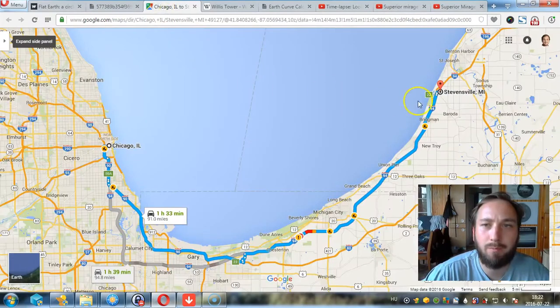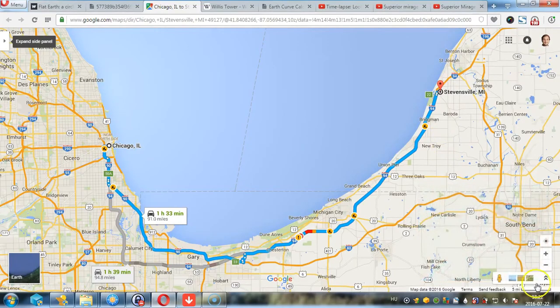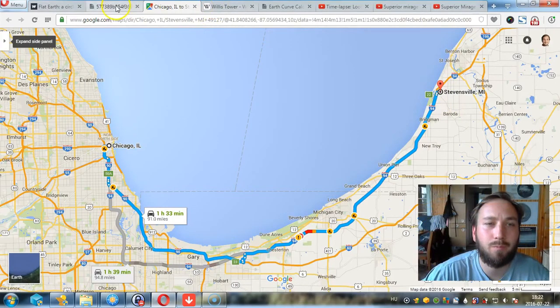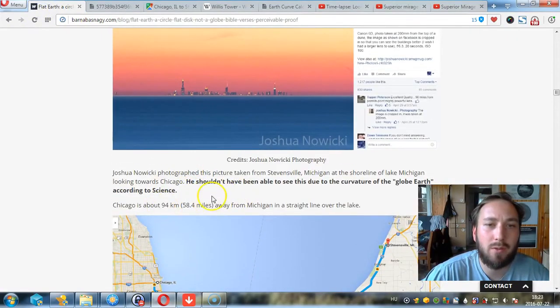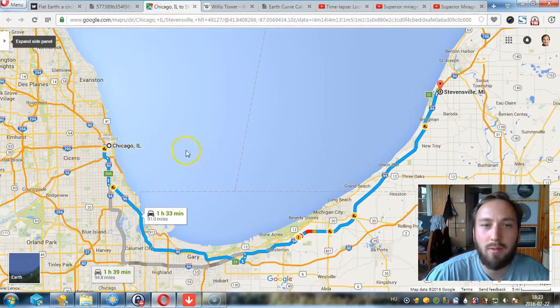So let's open up the map, the traditional map. This is Stevensville, where Joshua Nowitzki was taking the picture from, and this is Chicago. If you look at this liner, you can measure the air miles between the two. And so I measured it, and it's about 94 kilometers or 58.4 miles. You can check it out yourself, measure it yourself, and see for yourself. It's about that.